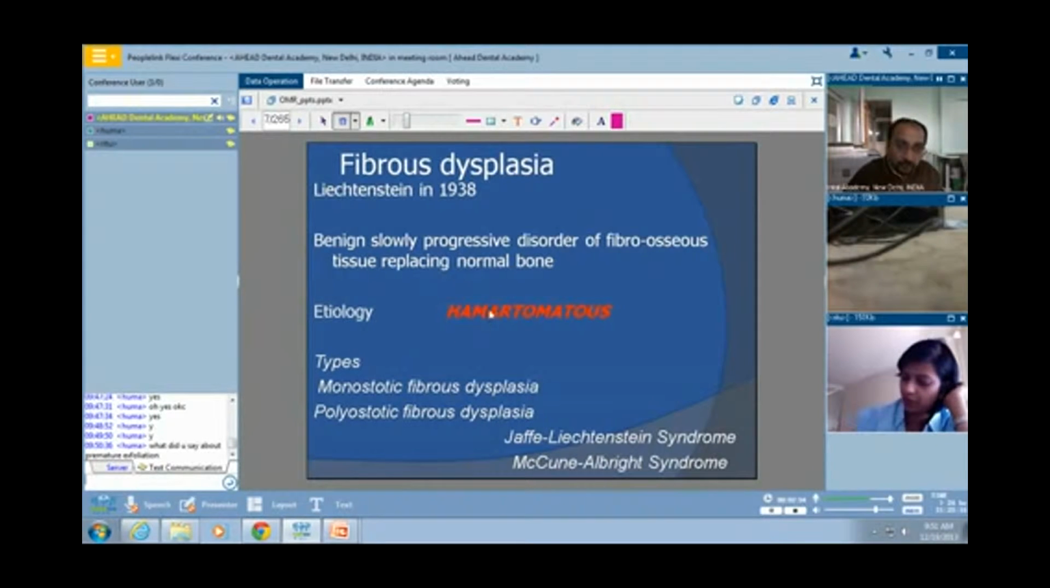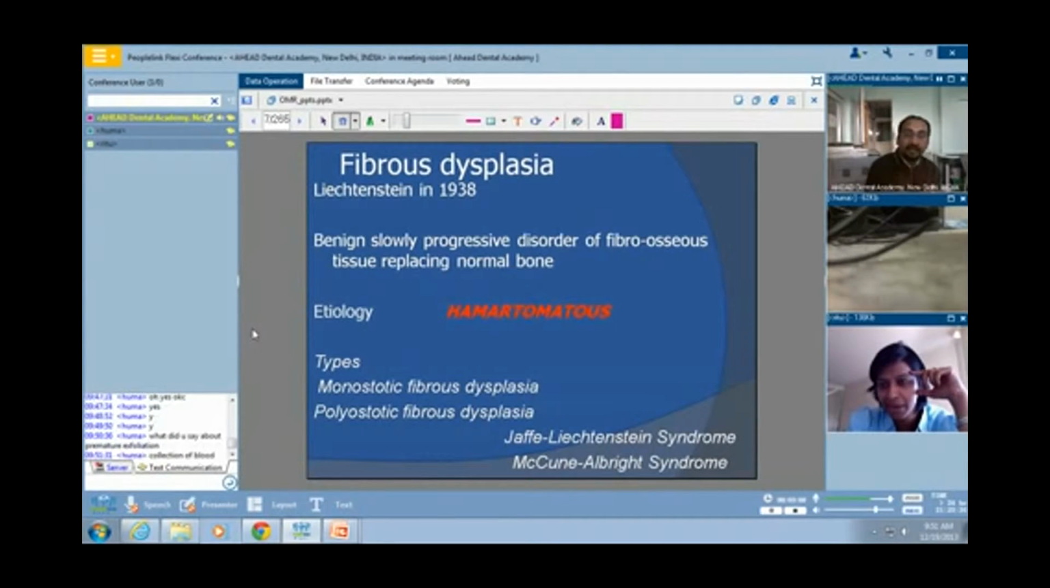Now, I have written a word called hematomatous. Do you know what a hematoma is? What is a hematoma? Basically, the difference between a tumor and a hematoma is that a tumor is an organized growth of mass. No, that is a hematoma. Hematoma is a collection of blood. This is a hamartoma. An extra R is there.